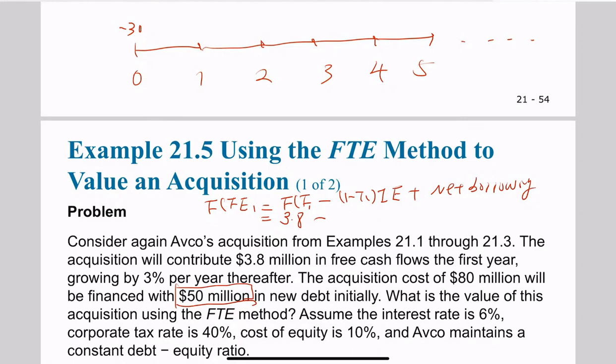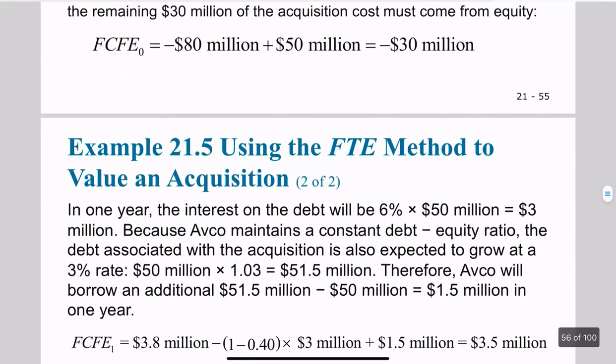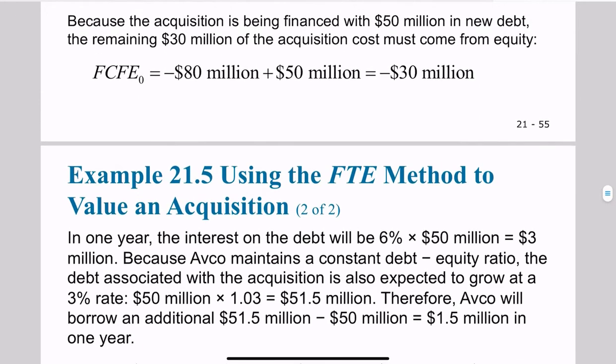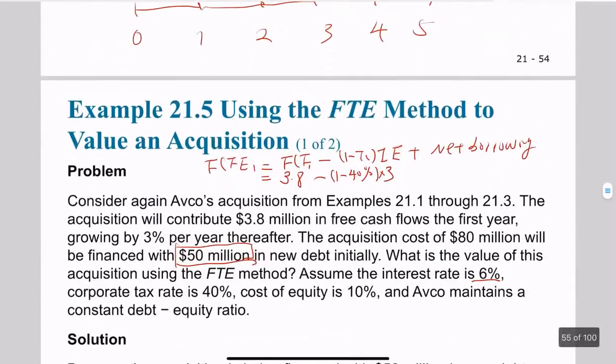We can see that on date 0, the firm took on a debt of $50 million, and the interest rate is 6%. So you can see that interest expense is $50 million times 6%, which is 3. Right? So it's 1 minus 40% times 3. Okay, let me see what is the amount here. It's 1.8. Okay, yeah, I'm right.